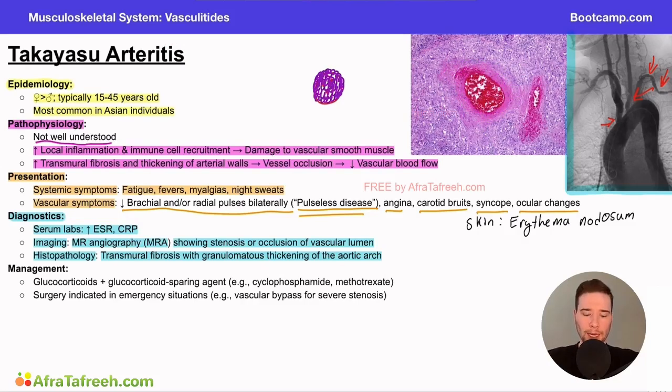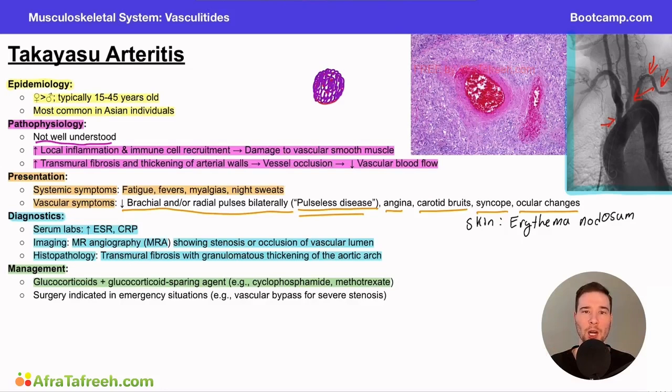Now, when we think about the management here, the main ones they want you to know is that glucocorticoids and glucocorticoid-sparing agents are the key treatment options. So this is going to include things like cyclophosphamide or methotrexate. The idea being that you need some glucocorticoids, but you don't just want to give somebody tons and tons of glucocorticoids. There are reasons for that, right? There are adverse events and outcomes that can occur with prolonged or excessive use of steroids. And so you try to supplement that with another medication that does not have the same drawbacks or the same adverse events associated with it when you're treating these patients.